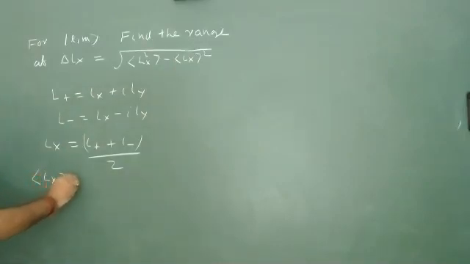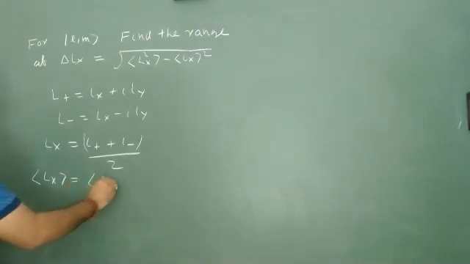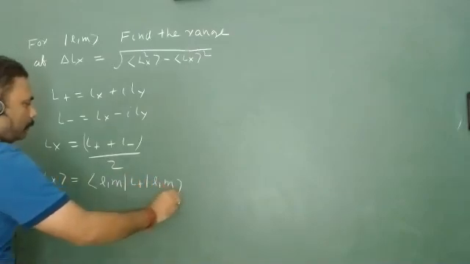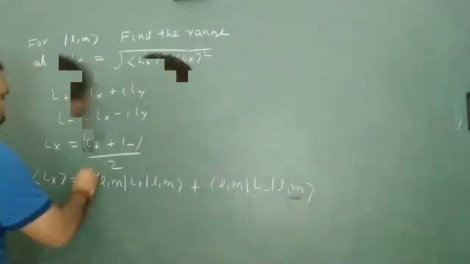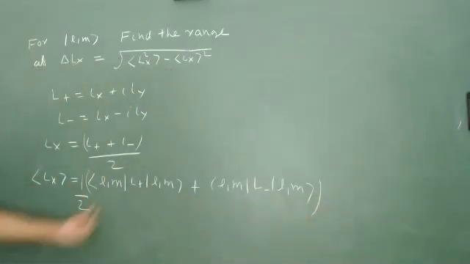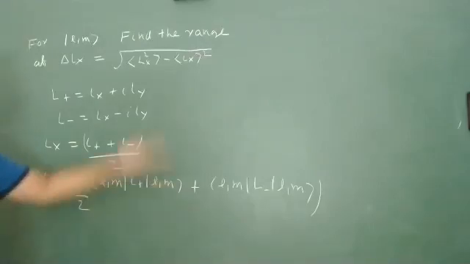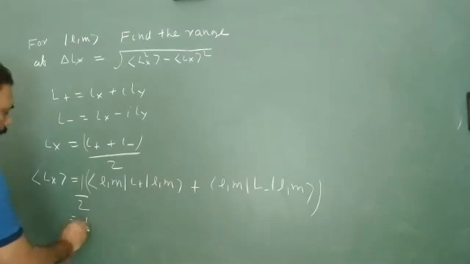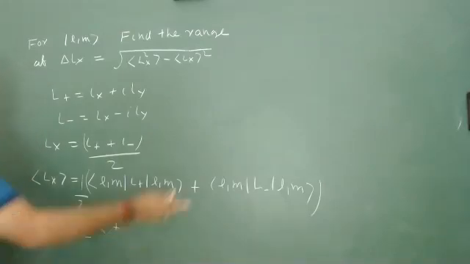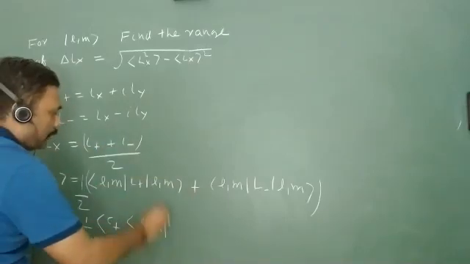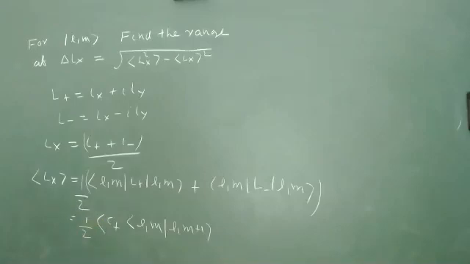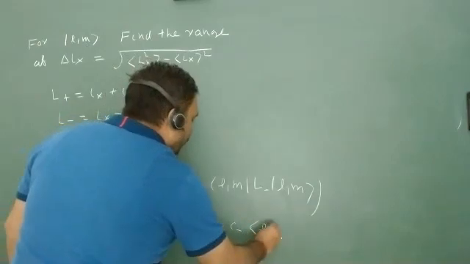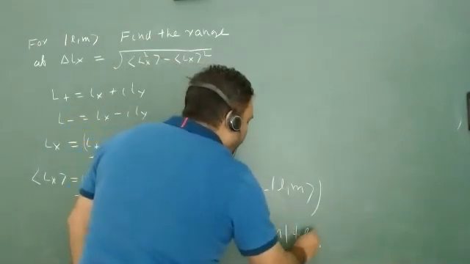So let's calculate the expectation value of Lx. How will you get it? You will get <L M| L plus |L M> plus <L M| L minus |L M>, by 2. Now L plus operating on |L M|, which state will you get? You will get the state M plus 1, with some number, let's say C plus. I know what C plus is. And similarly, I will get here C minus, and this will be |L M minus 1>.